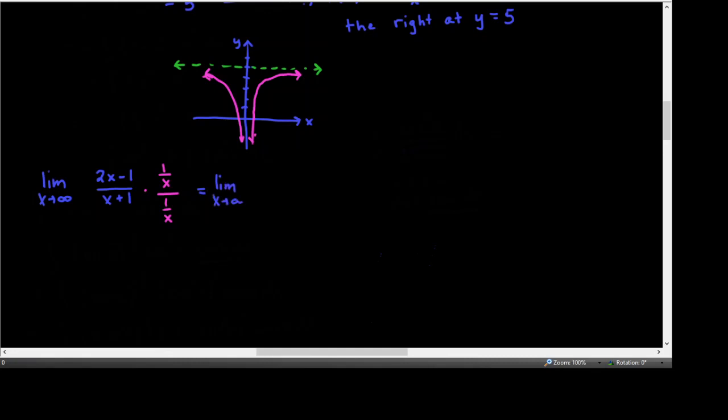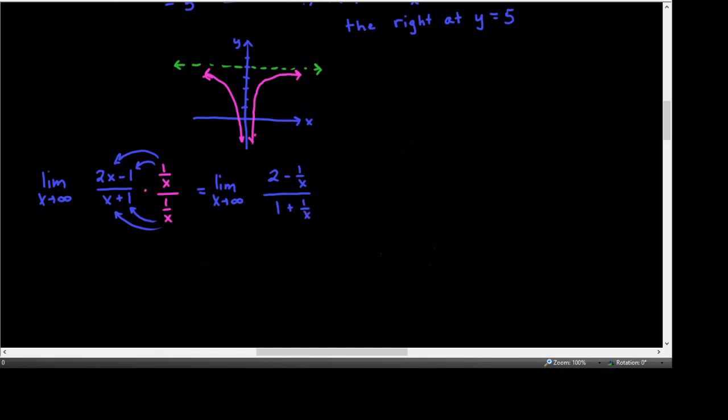So it's an algebraic way of finding that limit. If we distribute 1 over x to each term, 2x times 1 over x becomes 2, minus 1 times 1 over x is 1 over x, divided by 1 over x times x is 1, plus 1 times 1 over x is 1 over x.